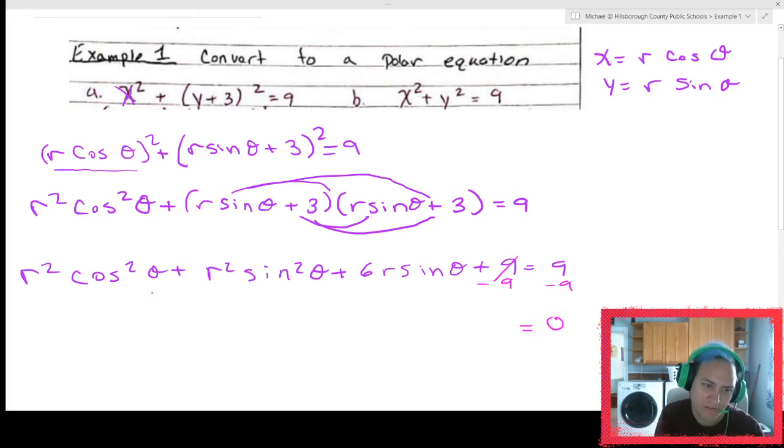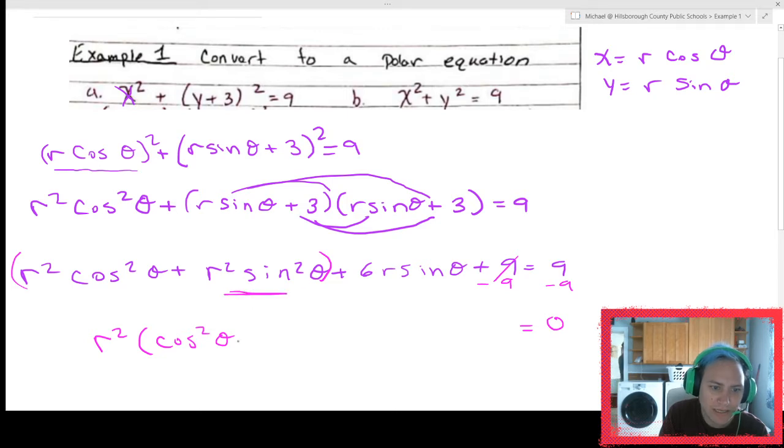Looking at some other simplifications that I can do, I also notice that if this and this both have r squareds on them, I could factor an r squared out. So I'd end up with r squared on the outside, so I have cosine squared of theta left here. And if I factor an r squared out of this, I'm left with sine squared of theta. And then I have 6r sine of theta here.